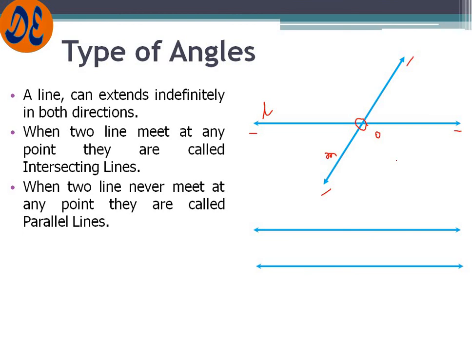Next, when two lines never meet at any point. Now you can see here these two lines never meet. Never meeting means the distance between the two lines is always the same. Now how do we calculate the distance? The shortest distance between the two lines is called the actual distance between the lines. Why? Because we can find the distance from here to here also, and from here to here also. But these will not be called the distance between two lines.